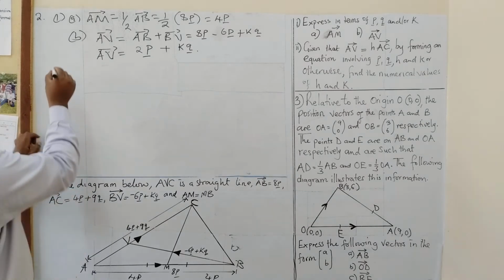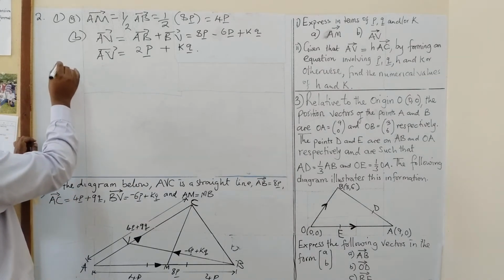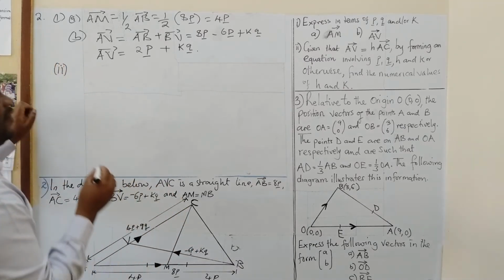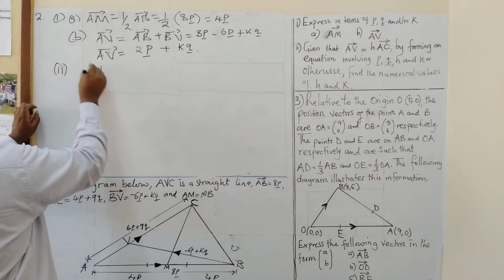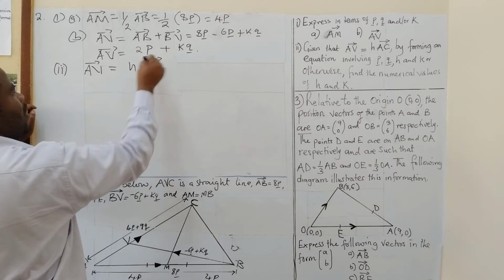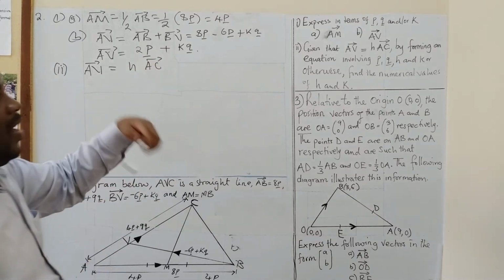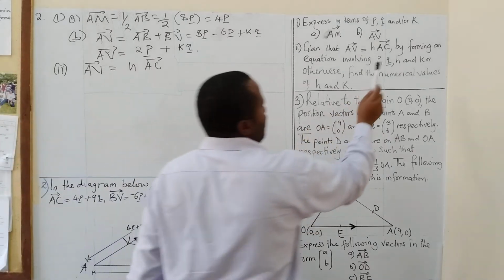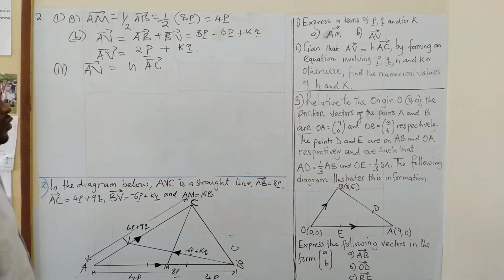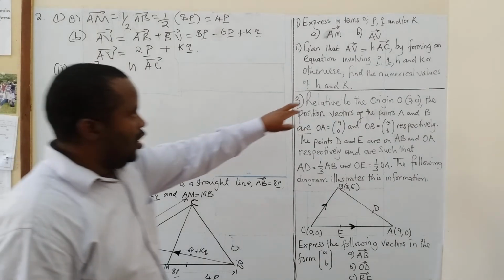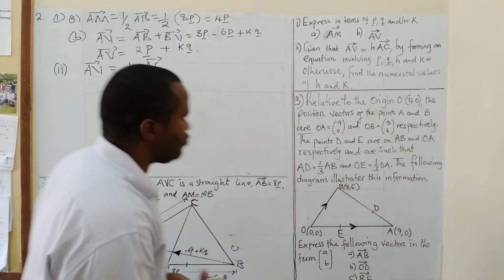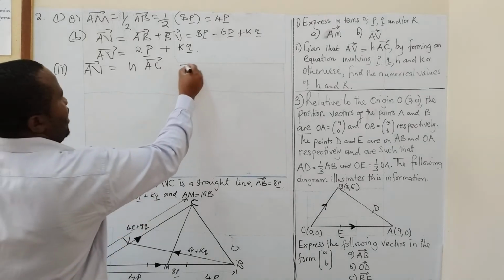Then we go to Roman numeral 2. So we are saying, given that AV again is given by HAC. Let's form, by forming an equation involving these P, Q, H, and K, or otherwise, find the numerical values of K and H. It simply means K and H here are scalars, alright? Then these others are vectors. Okay, so what does this mean?